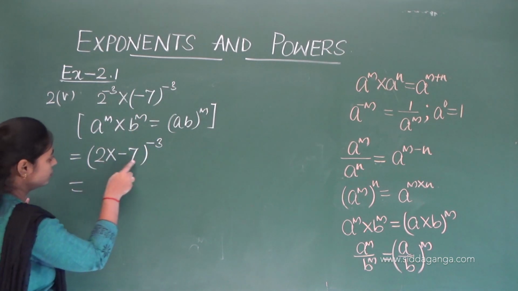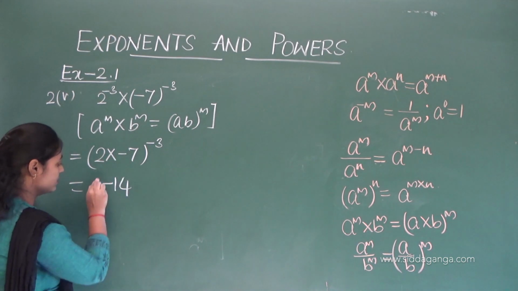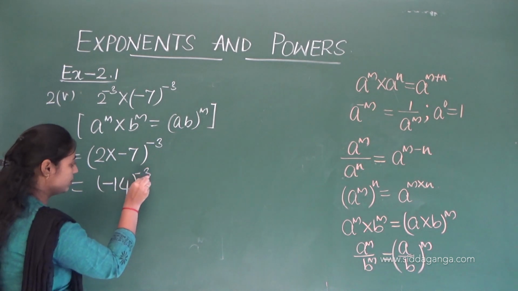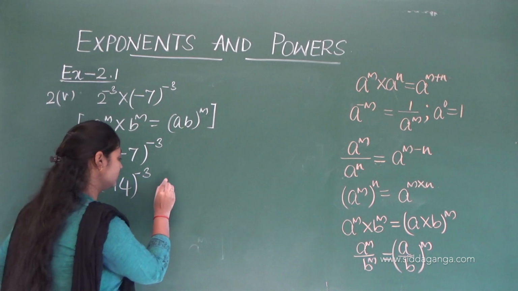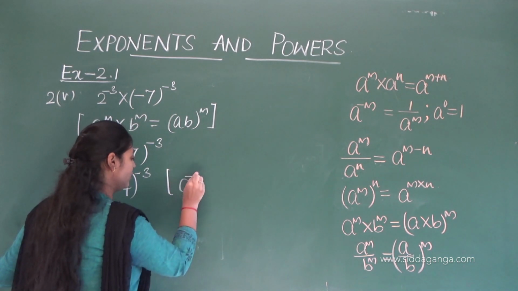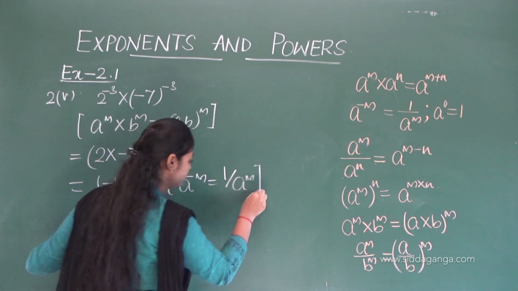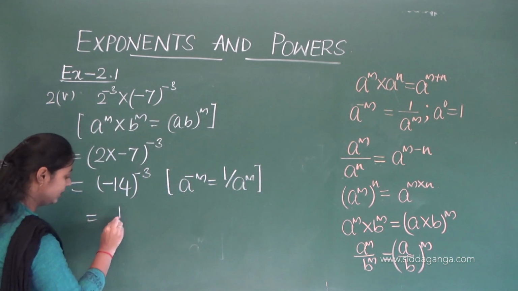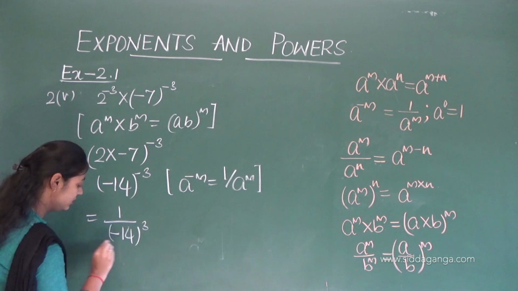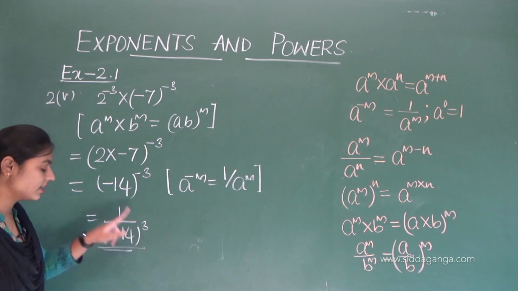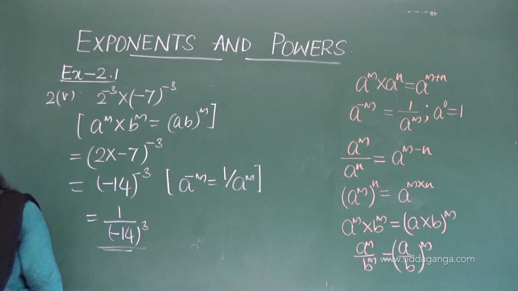That is equals to 2 7s are 14, plus into minus is minus, minus 14 whole to the power of minus 3. The exponent should be positive, they said. Since a to the power of minus m is equals to 1 divided by a to the power of m, 1 divided by minus 14 whole to the power of 3. Only the exponent sign changes. So 1 divided by minus 14 whole to the power of 3.